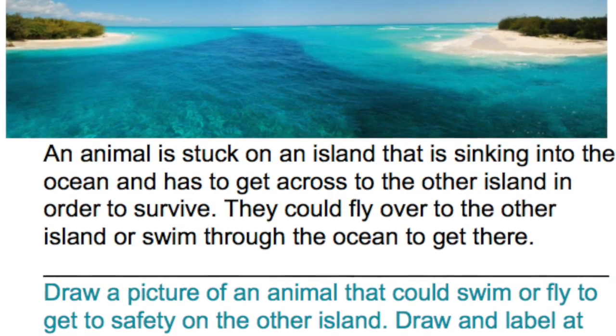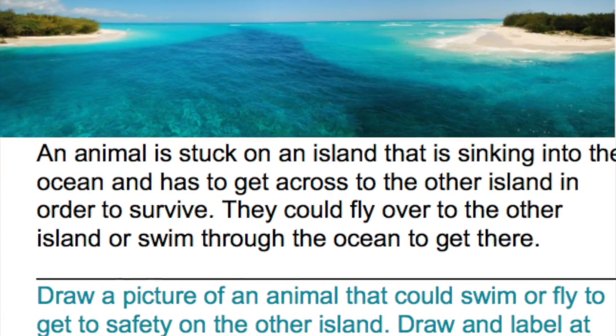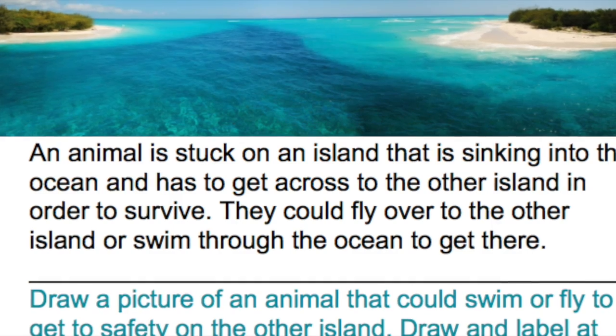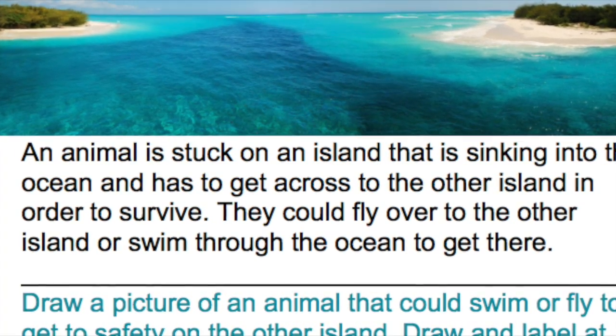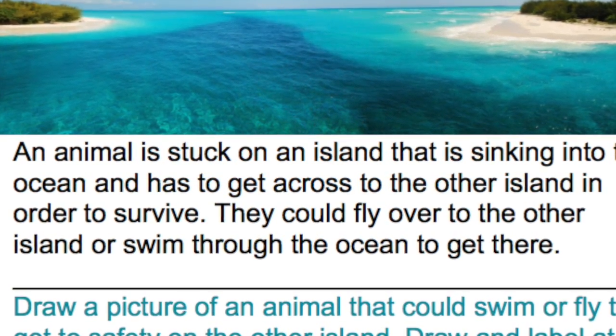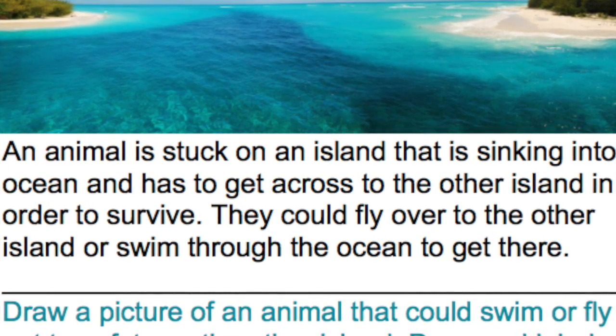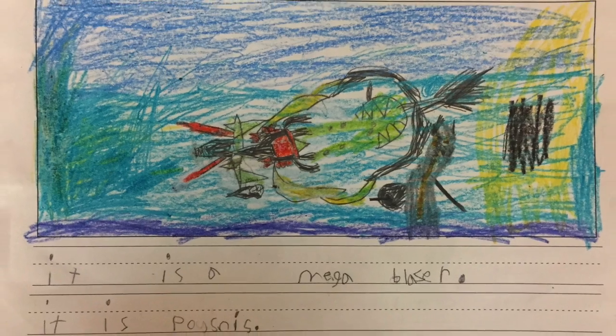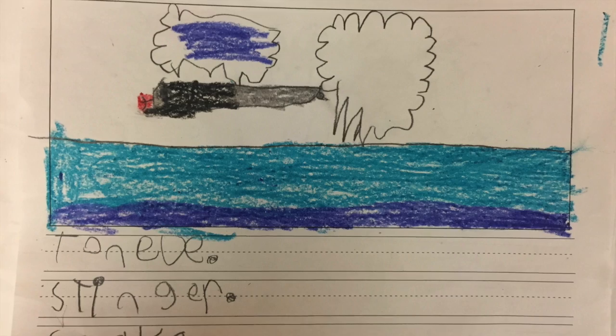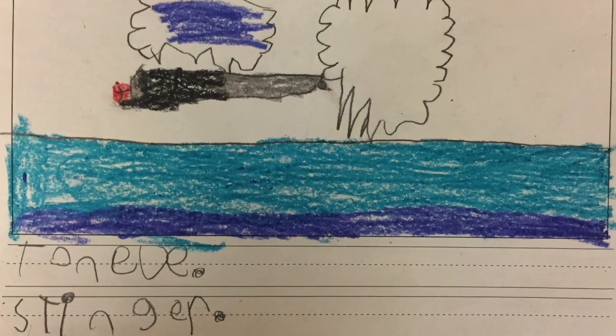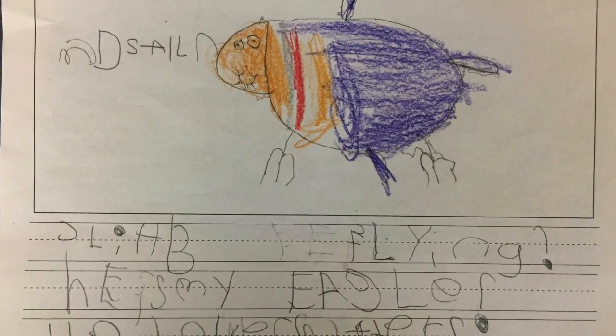An animal is stuck on an island that is sinking into the ocean and has to get across to the other island in order to survive. They could fly over to the other island or swim through the ocean to get there. Draw a picture of an animal that could swim or fly to get to safety on the other island. Draw and label at least 3 animal parts that you think the animal would need to get there safely.